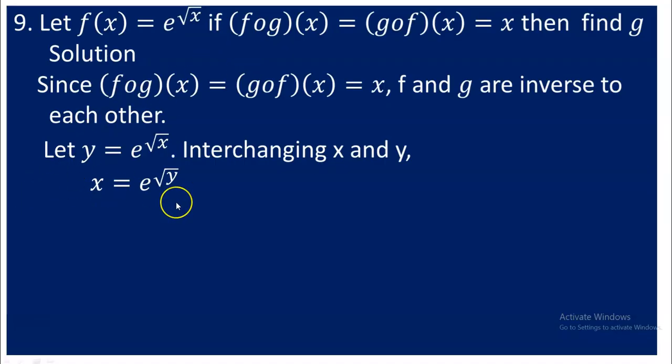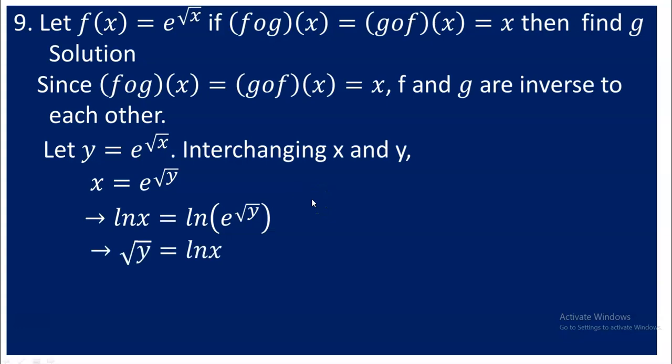Now let's solve for y. In order to solve for y, let's introduce ln both sides. Then ln x equals ln of e to the power of radical y. But we know that ln of e to the power of radical y is the same as radical y. So we can have radical y to be ln x. You see? Radical y to be ln x. So we are now looking for what y is going to be. In order to know what y is, let's square both sides. So when we square both sides, what happens here is y equals ln squared x.